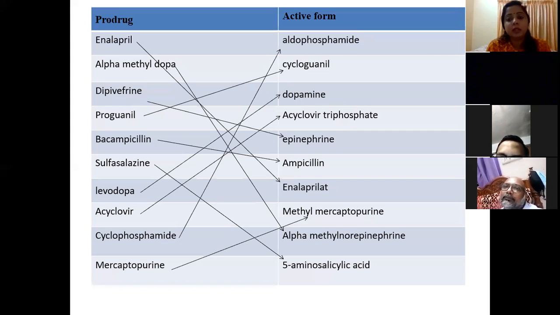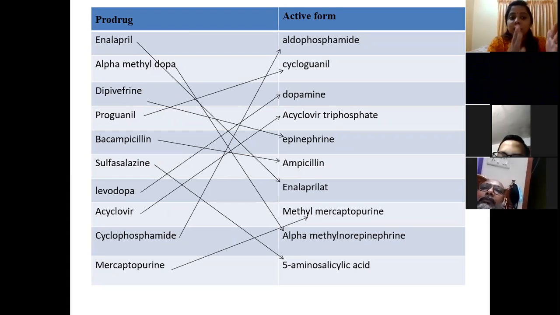The question has been repeated in many years. Which among the following is a prodrug? So while doing this match the following, the prodrug names will be familiar to you. That is the purpose of giving such a task, okay?